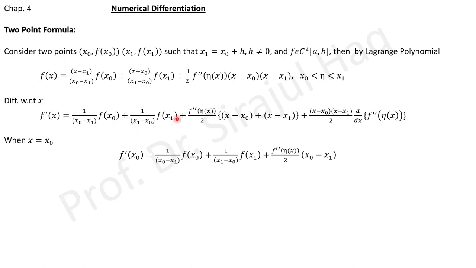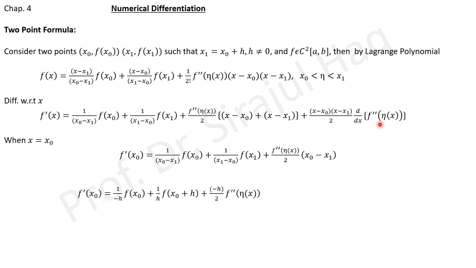Similarly, this is constant, so I'm writing that again. But if I come to this one, I don't know an explicit relation for eta in terms of x, so I replace x by x0. That's the reason I have written it over here. That's hidden, remember. X is hidden here, and when we replace x by x0, this will become 0, and this will become x0 minus x1, which you can see here, and this term becomes 0.